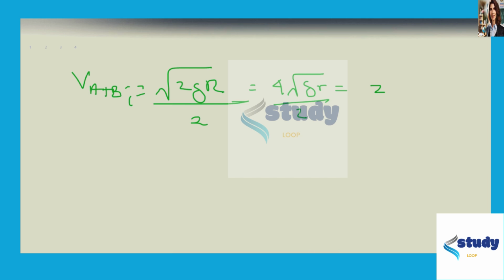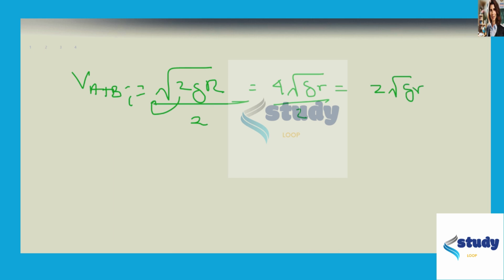Which becomes, so they're going to cancel out because this 2 comes out. When it comes out as 4, the m's cancel. So this is 2 radical GR like that.